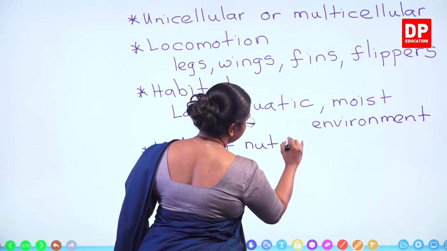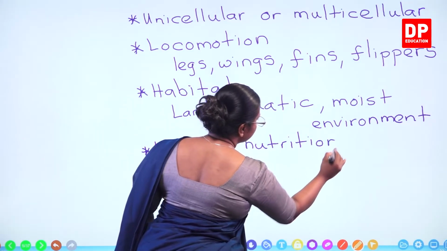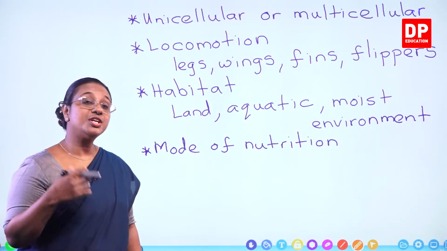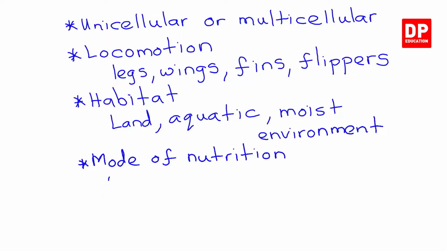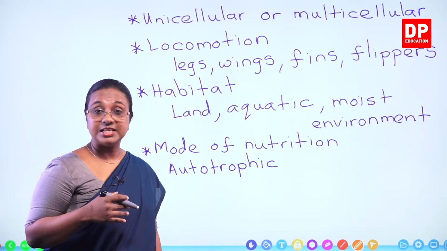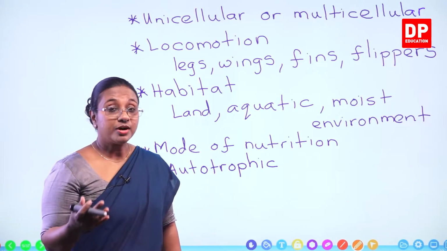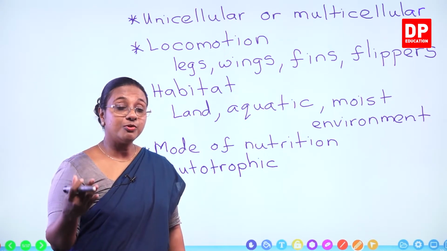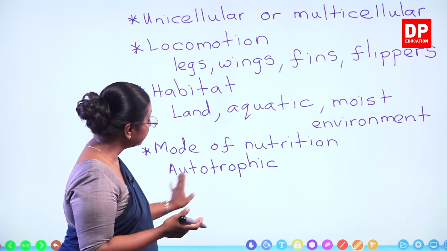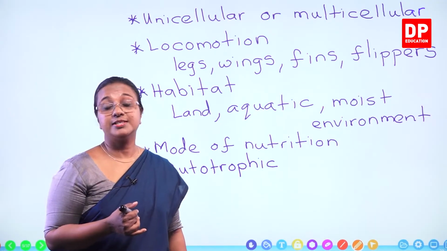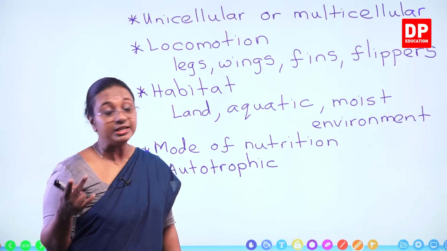Mode of nutrition. So when we say mode of nutrition, what can you all consider? Whether they are autotrophic. Under autotrophic, you can look at the photosynthetic organisms, organisms that produce their own food in the presence of light energy. And there are chemosynthetic organisms also. You are familiar with both the types.